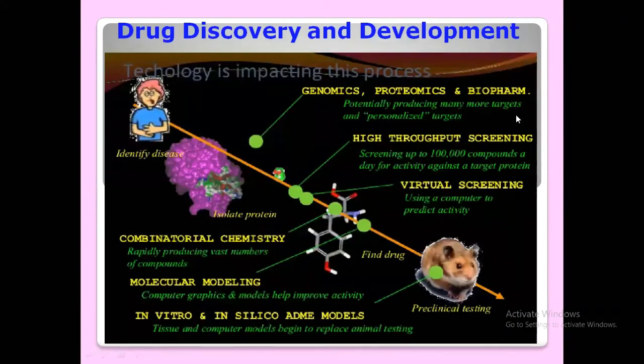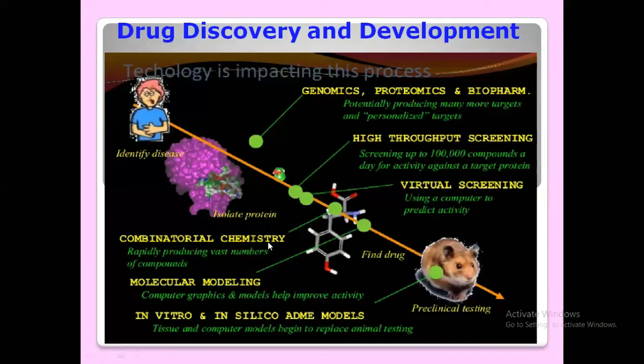Now, in this 21st century, technology is going to have a very important impact on the drug discovery process. Now you see the same drug discovery and development after taking technology, how it is going to happen. Compare this with the conventional, old, traditional method. Here, you identify the disease, then isolate the protein responsible for it, and study the genomics, proteomics and bioinformatics of that protein, potentially producing many more targets and personalized targets. That can be done using the computer.